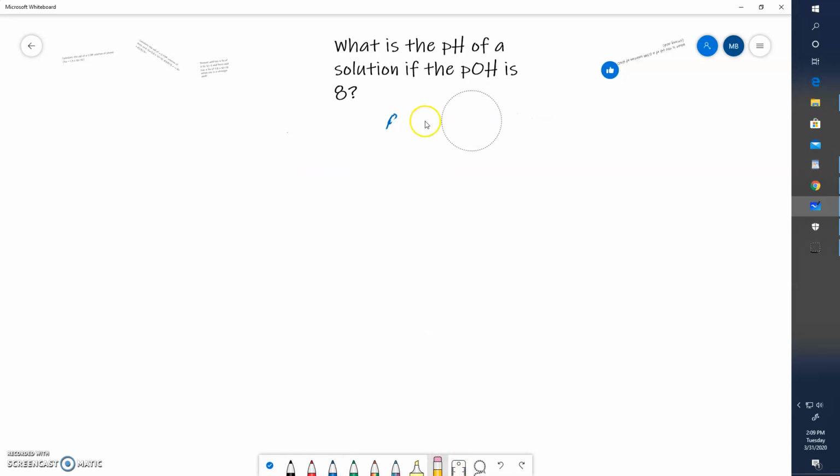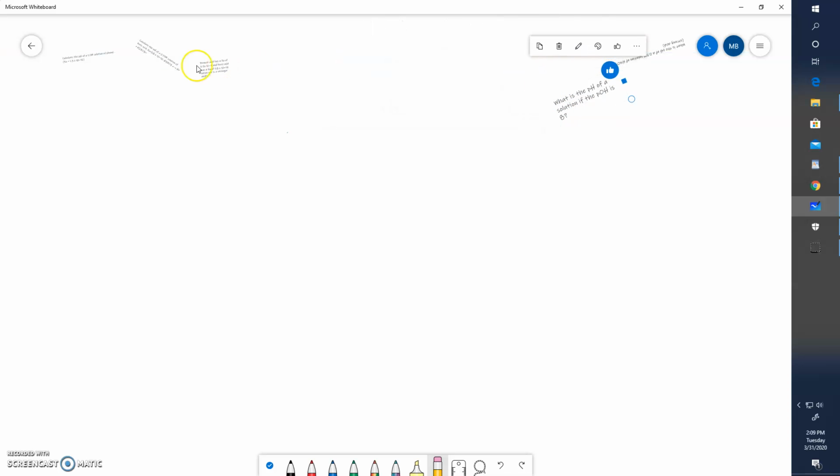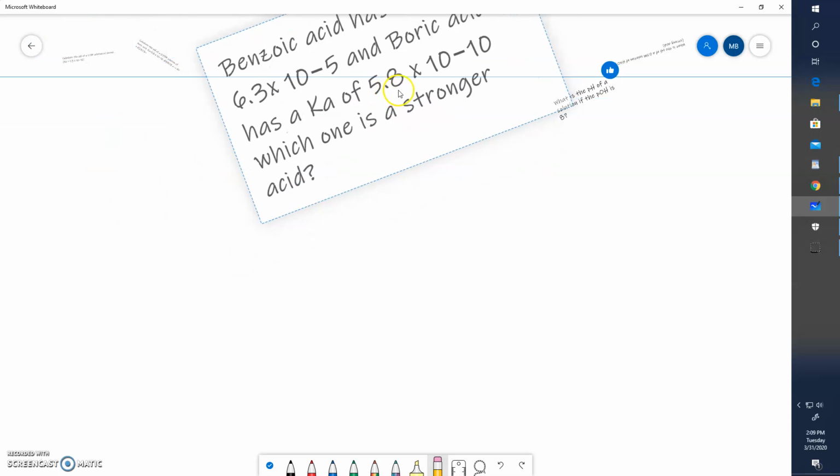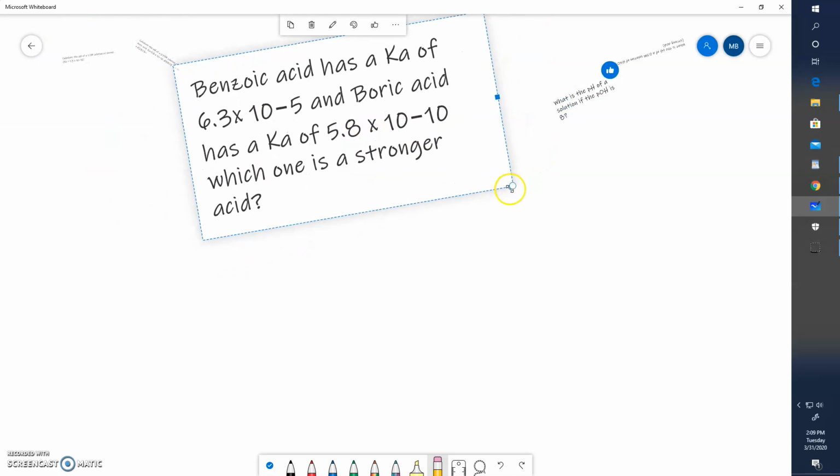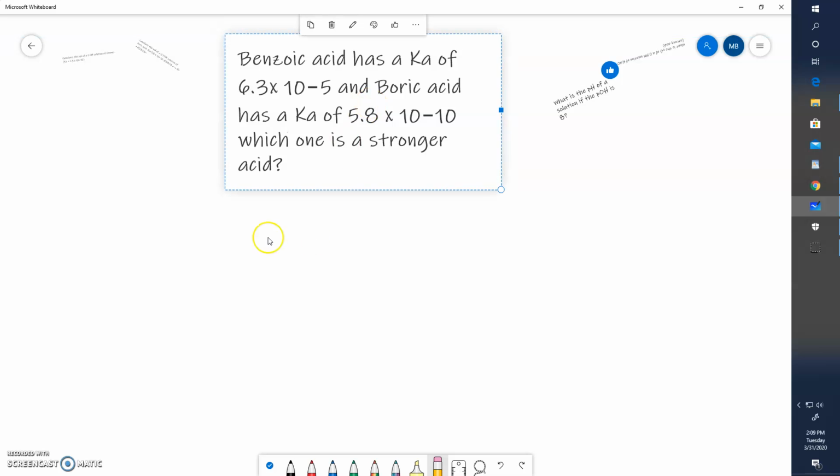Let's do the next one. Benzoic acid has a Ka of 6.3 times 10 to the minus 5, and boric acid has a Ka of 5.8 times 10 to the minus 10. Which one is a stronger acid?